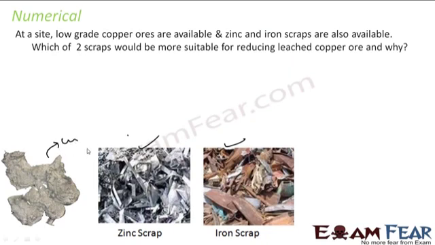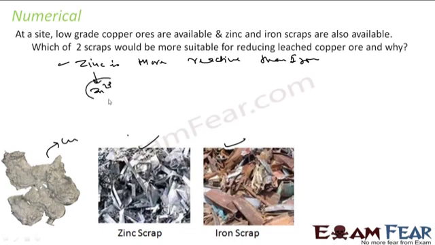So if you talk about zinc and iron, which is more reactive? Zinc is more reactive than iron. This is something we know. Why is zinc more reactive than iron? This is something we can know from the electrochemical series. Zinc is above iron. If zinc is more reactive than iron, zinc will be happy to stay in this position. That means it is easier to oxidize zinc. That means zinc is a good reducing agent. Right? If zinc gets oxidized, zinc will reduce something else.